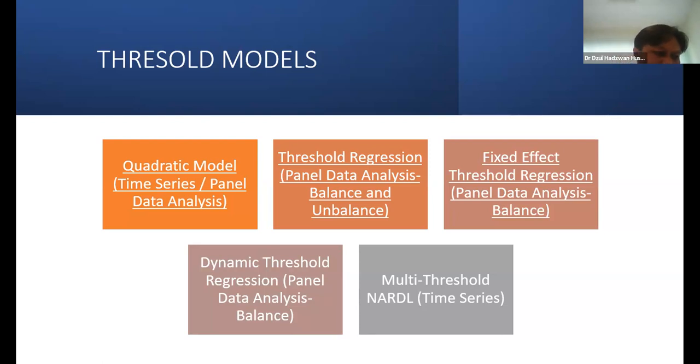First is quadratic, it's quite famous and popular. The second one is threshold regression. The threshold regression can deal with panel analysis, balanced and unbalanced panel data sets. We have fixed effect threshold panel analysis, but in this case, the fixed effect threshold regression model can only deal with balanced panel data sets. We have dynamic threshold regression, and the last one, multi-threshold NARDL. This one is specifically for time series only.